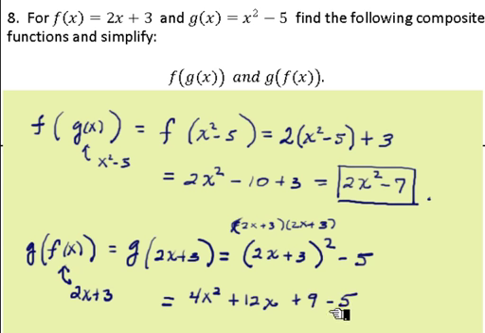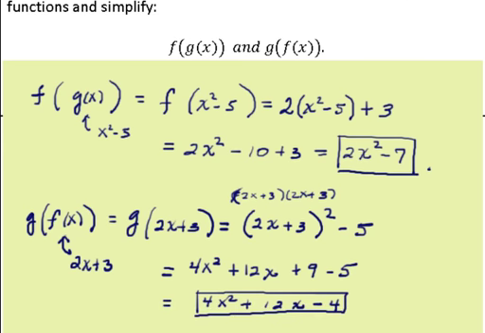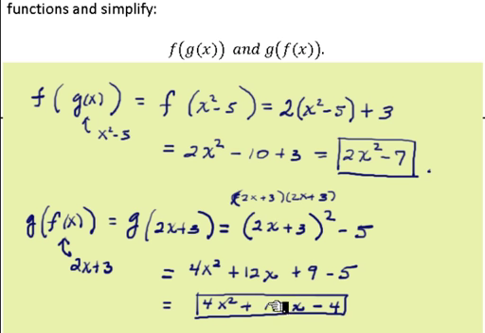Minus 5, so we have these two like terms. 9 minus 5, so we get 4x squared plus 12x plus 4. Sorry, 9 minus 5, that's plus 4 over here. 9 minus 5 plus 4. Okay. So that's it.